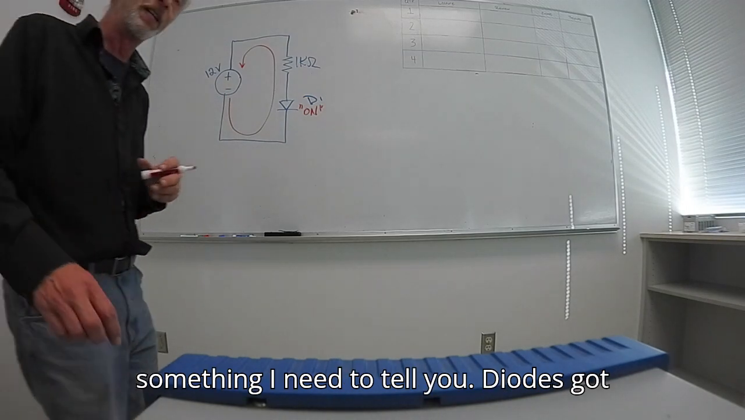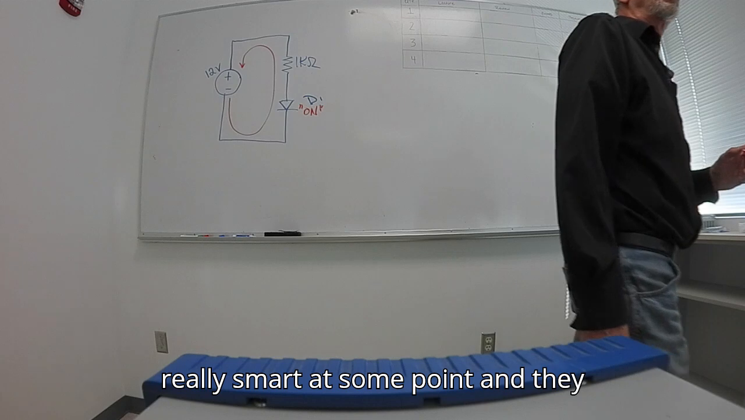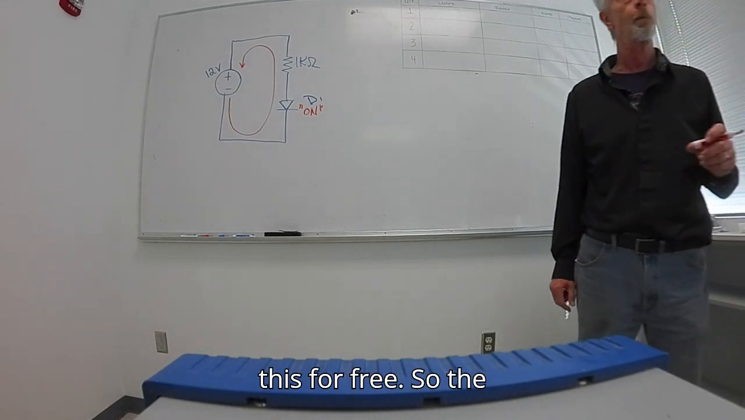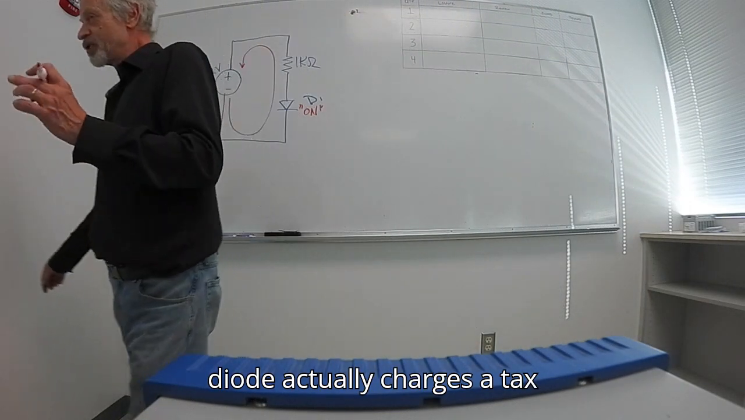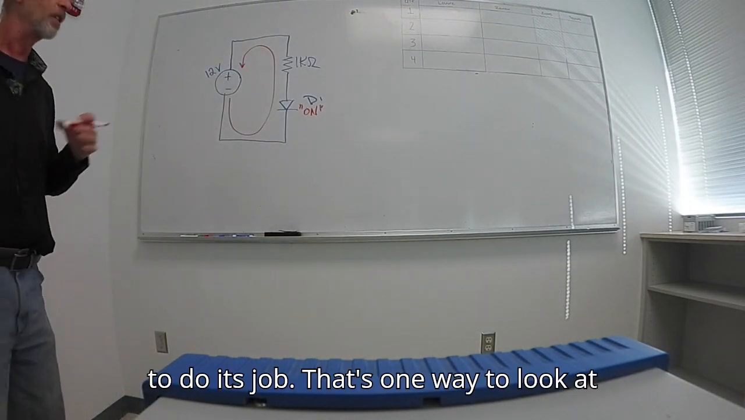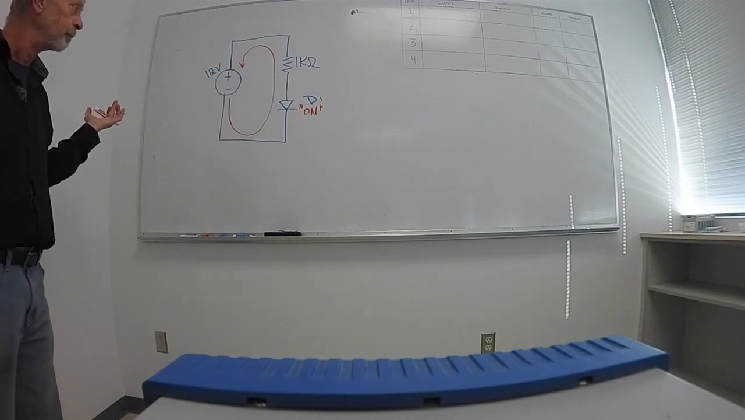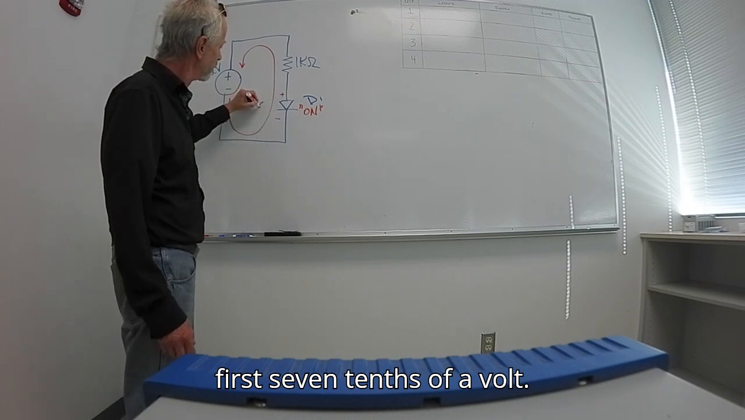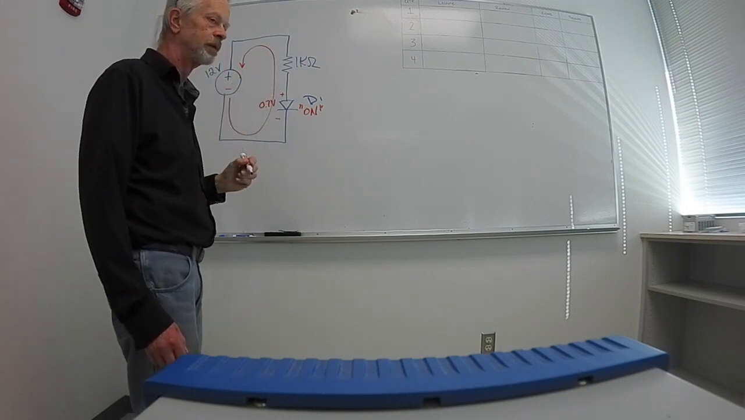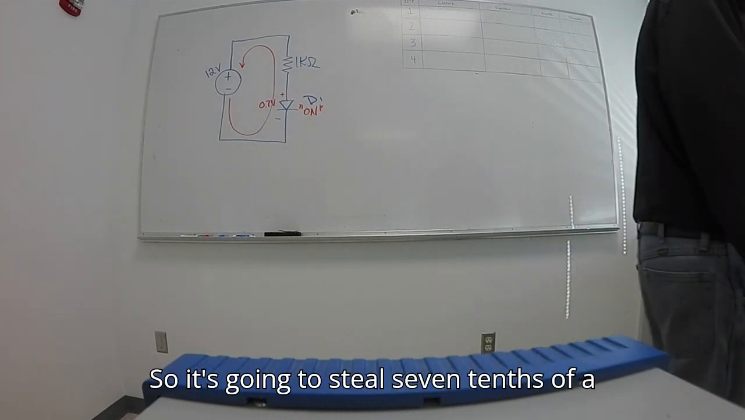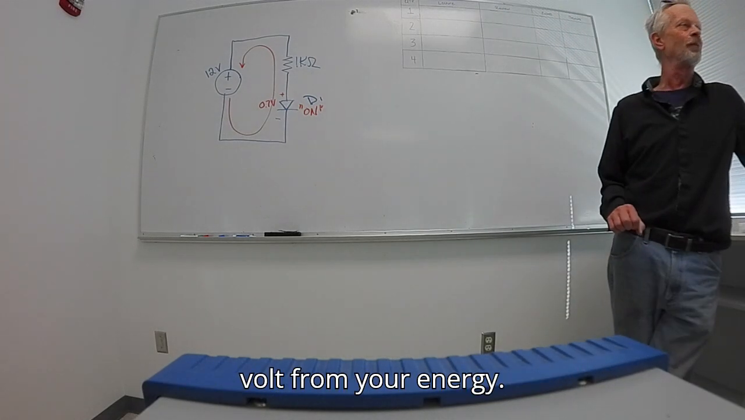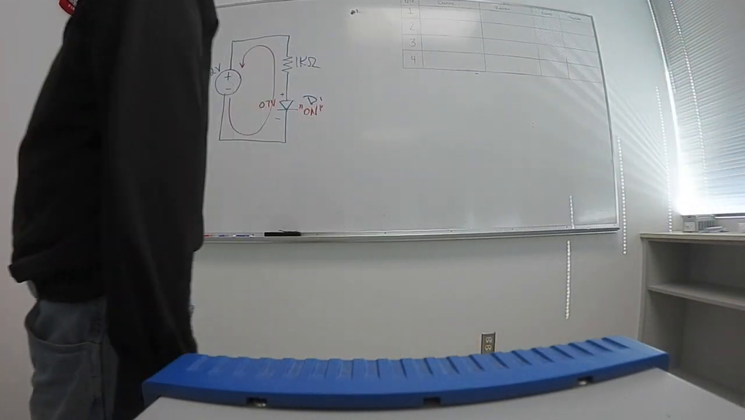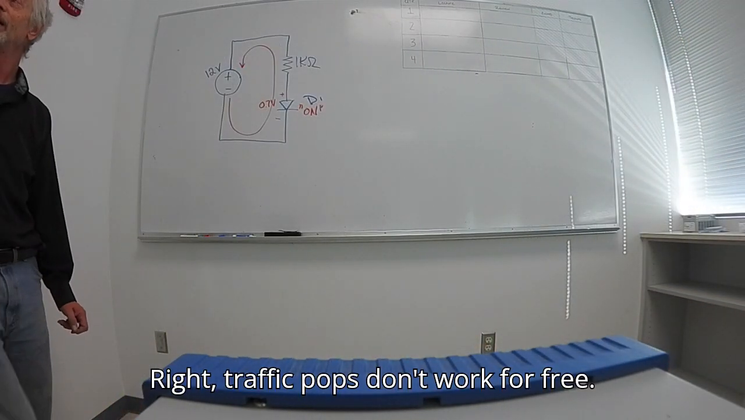Now, here's something I need to tell you. Diodes got really smart at some point. They decided, you know what? We're not doing this for free. So the diode actually charges a tax to do its job. That's one way to look at it. It uses up the first 0.7 of a volt. So it's going to steal 0.7 of a volt from your energy, right? Traffic cops don't work for free.